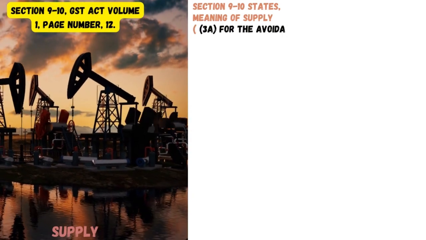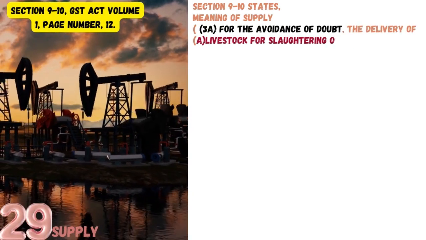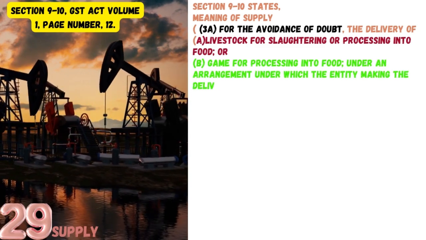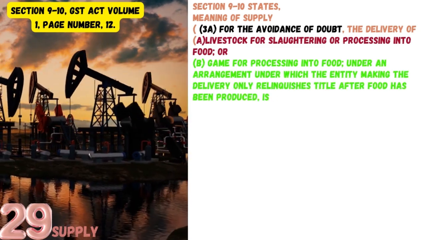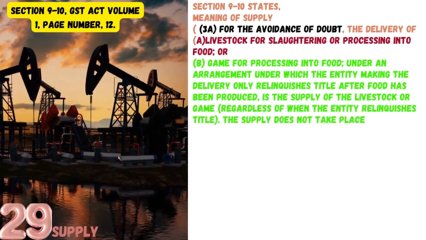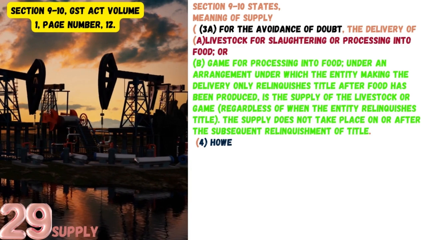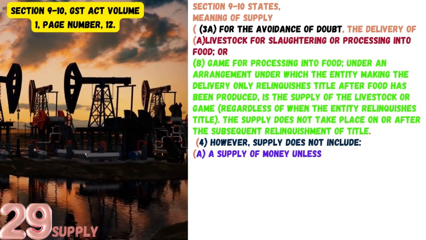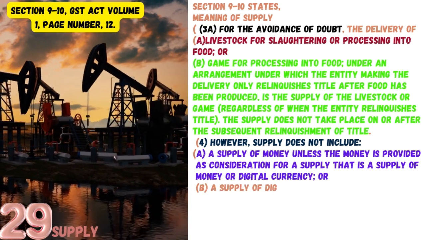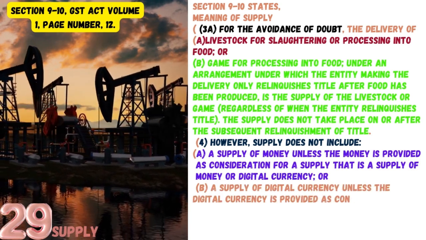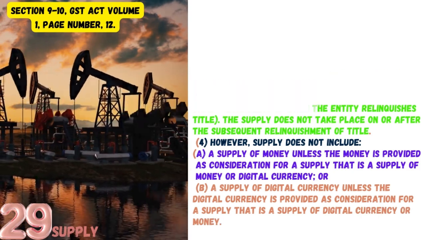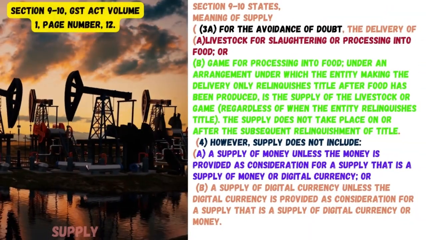3A. For the avoidance of doubt, the delivery of a. Livestock for slaughtering or processing into food, or b. Game for processing into food, under an arrangement under which the entity making the delivery only relinquishes title after food has been produced, is the supply of the livestock or game, regardless of when the entity relinquishes title. The supply does not take place on or after the subsequent relinquishment of title.